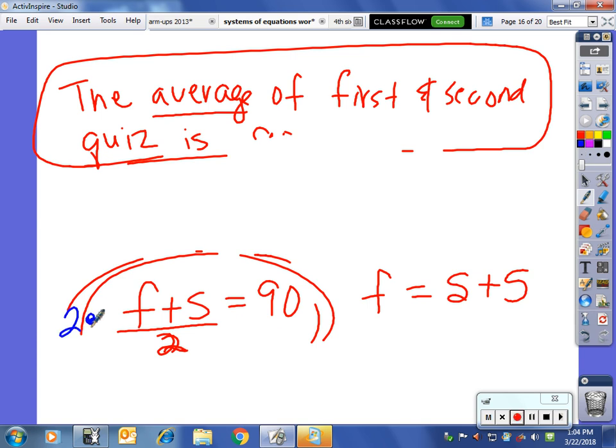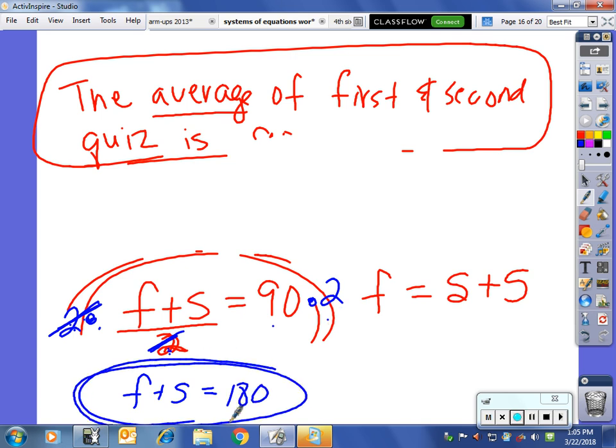Now please watch how this happens because some kids mess up on this part. We're going to multiply this side of the equation by 2 and this side of the equation by 2. It is not 2f plus 2s. What happens to these 2's? They cancel out before the 2 gets a chance to multiply into the f and s. So it's just f plus s equals 180.